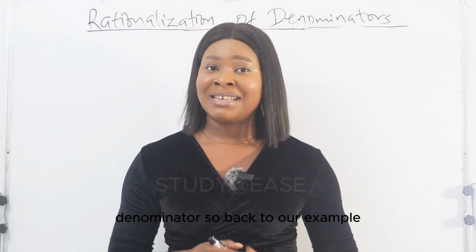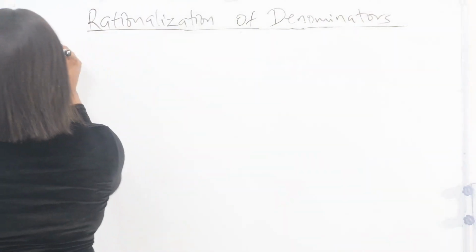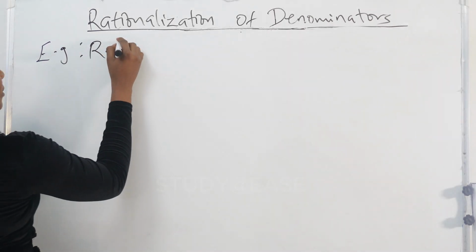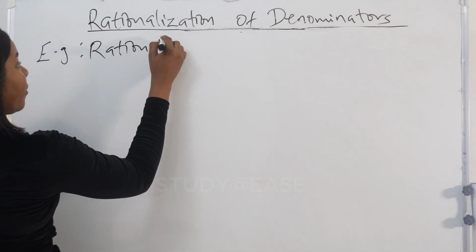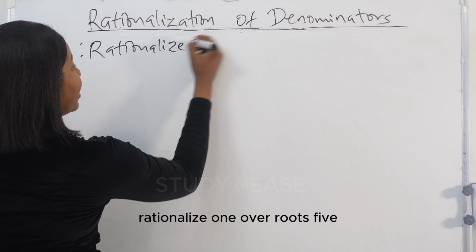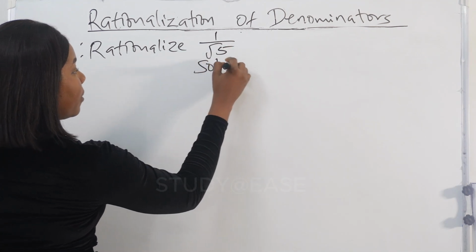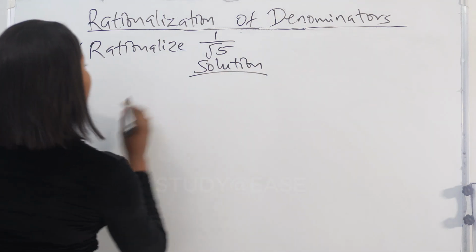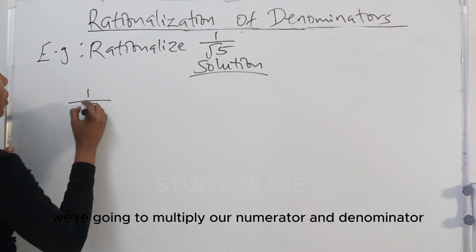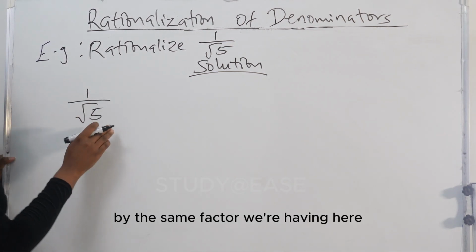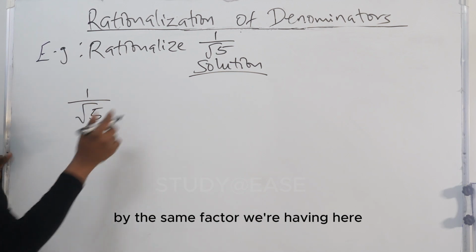So back to our example. Let's rationalize 1 over root 5. So to do this, we're going to multiply our numerator and denominator by the same factor we are having here.